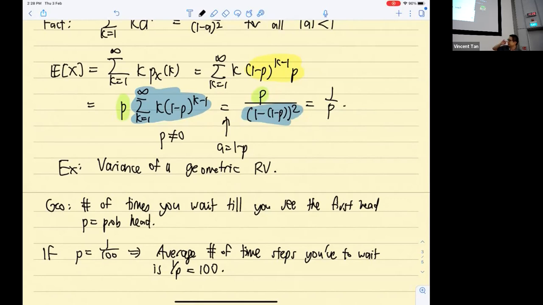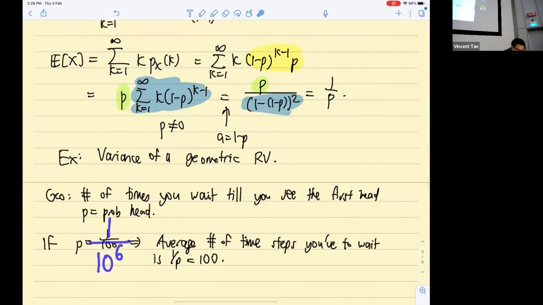So the point here is that if you have a coin and its probability of heads is kind of small, like 1 over 100, then you have to wait a long time to see the head, right? But how long is long? It's 1 over p, and p is 1 over 100, so 1 over p is 100. So you have to wait on average 100 throws before you see a head, which makes a lot of sense. Suppose this is like 1 over 1 million. Then you have to wait 1 million time steps in order to meet a head. So that is the intuition, after we have done all this math.